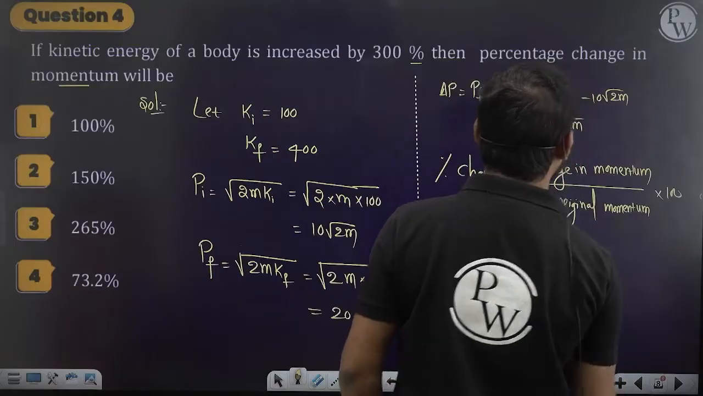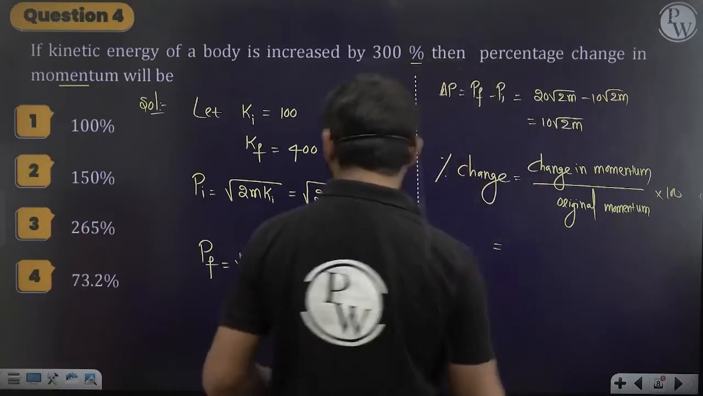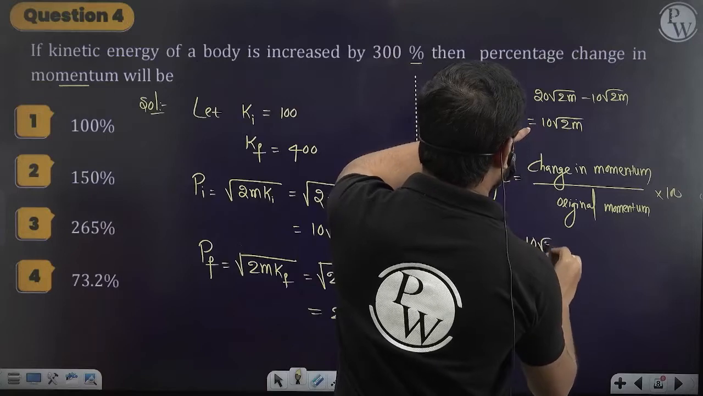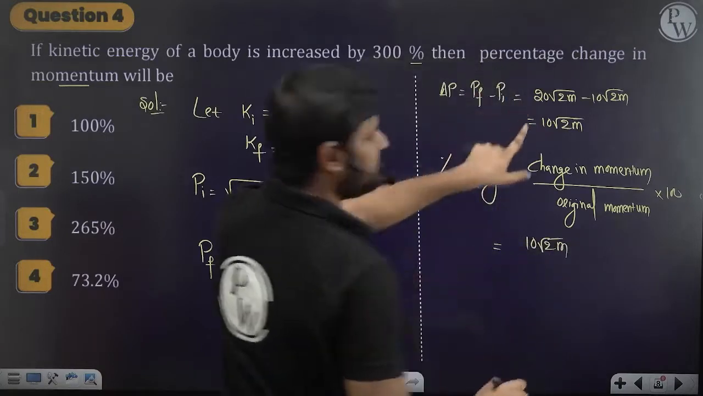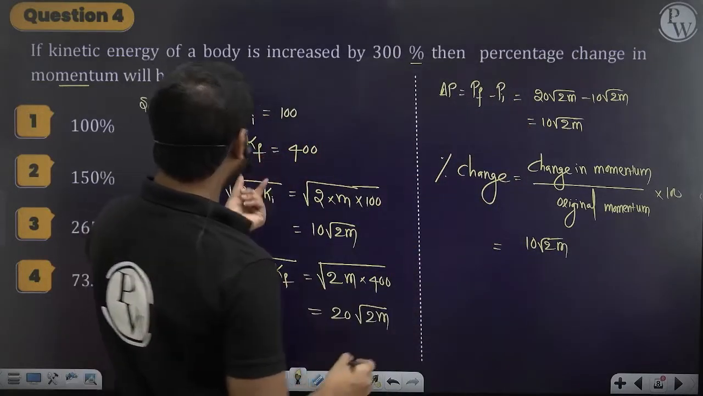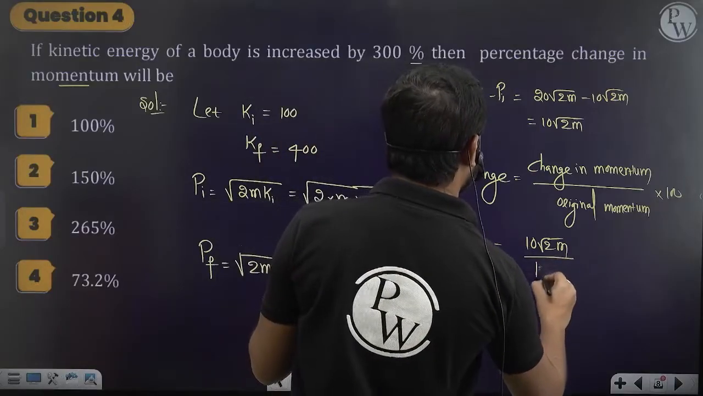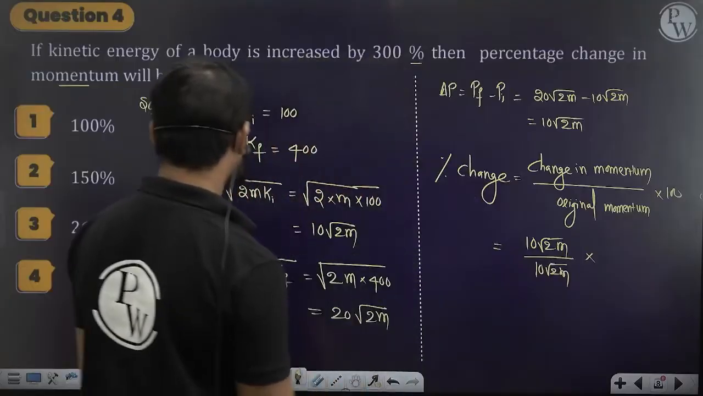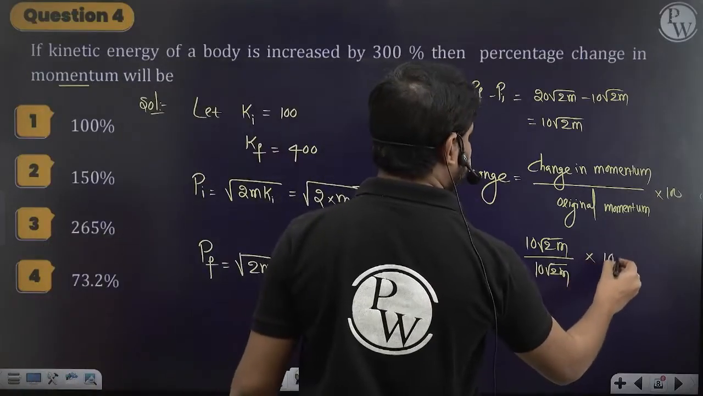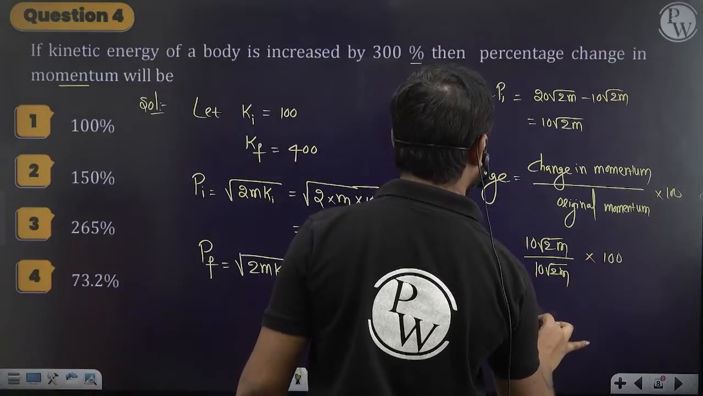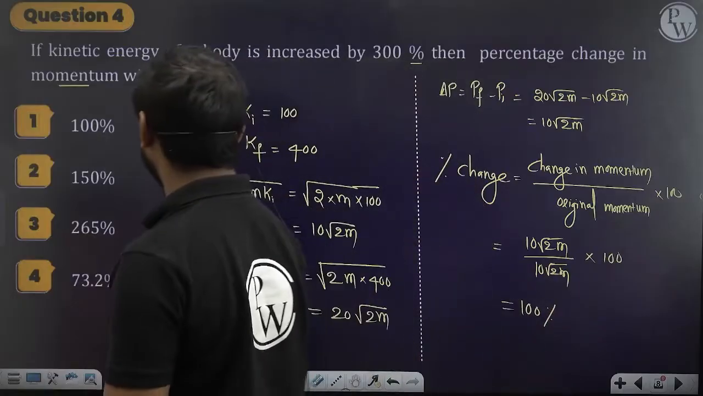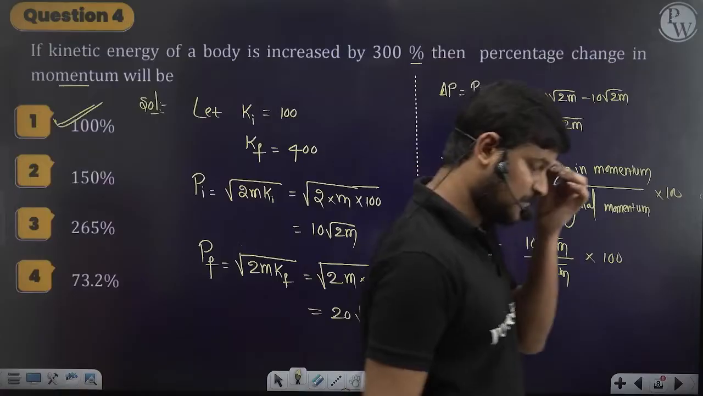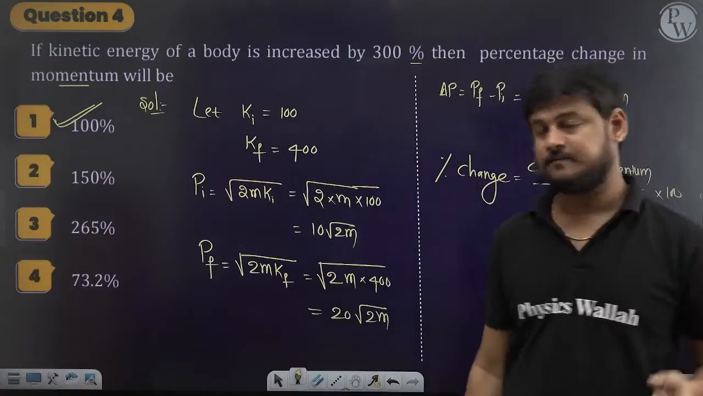So what is the change in momentum here? The change in momentum is final minus initial. How much did we get? 10 root 2m is the change in momentum. Delta P is the change in momentum. And the initial momentum is what? Again 10 root 2m. Yes or no? So 1 into 100, so the percentage change is 100%. Option 1 is the correct one. Clear guys, the concept?